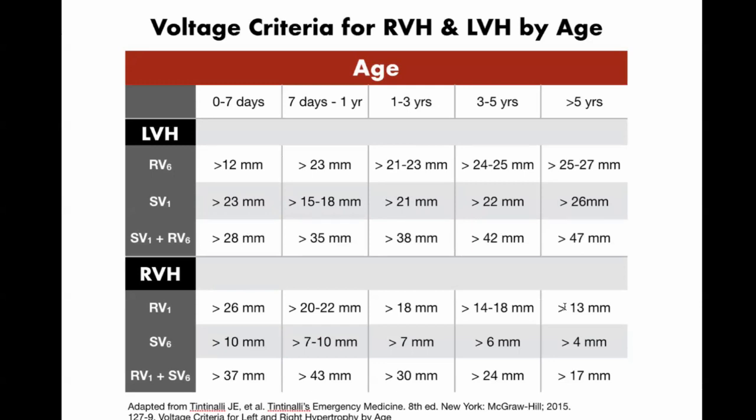Many rules have been created to help you identify complexes which are abnormally large on the pediatric ECG, and many of these rules are very complicated. Some practical take-home points I will discuss in the upcoming slides, but the current slide on display is a summary of the values that are used to assess for left ventricular hypertrophy and right ventricular hypertrophy in the different age groups.